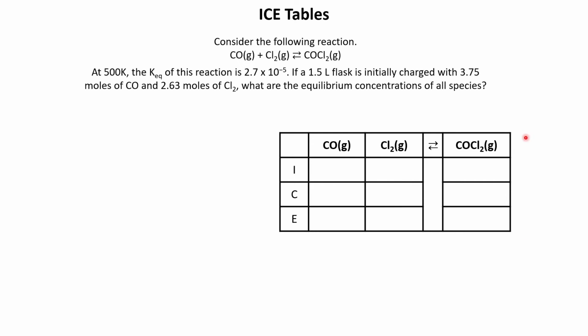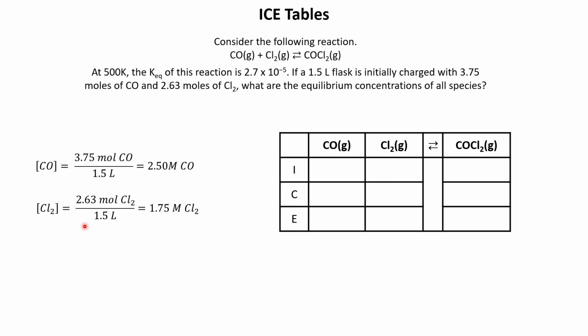All right, so here is our ICE table. Of course, we need to start with our initial concentration of everything, which we do not have quite yet, but we know our moles and we know how big our flask is. Now, unfortunately, our flask is not a 1 liter flask, so we're going to have to do just a little bit of math to get those initial concentrations. So for carbon monoxide, we've got 3.75 moles divided by 1.5 liters, and that gives me a 2.5 molar concentration for carbon monoxide. Chlorine gas is going to be 2.63 moles over 1.5, which gives me 1.75 molar for my initial concentration for chlorine.